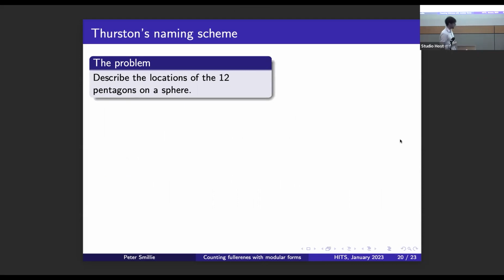Okay, so mathematically we can rephrase this as, you have the sphere with hexagons and pentagons, and I want to tell you where the pentagons are. And that's how I'm going to name the combinatorial structure, the mathematical structure of this. But where are the pentagons? I don't know. Where do you start from? How do you measure? So this is what Thurston proposes to answer.